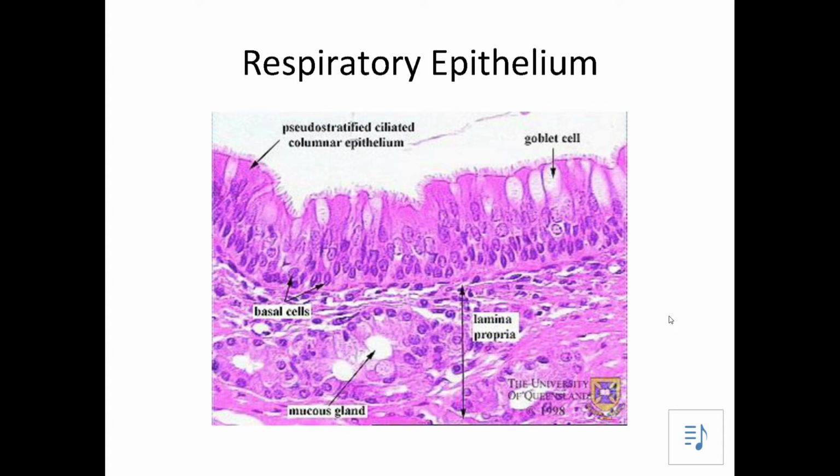When we look at the respiratory epithelium, we've already had a question on this before. The respiratory epithelium is going to be a pseudostratified, ciliated columnar epithelium. And you should know that because it needs to produce mucus, and it needs to have cilia to produce turbulence in the fluid, in this case air, in those passageways.